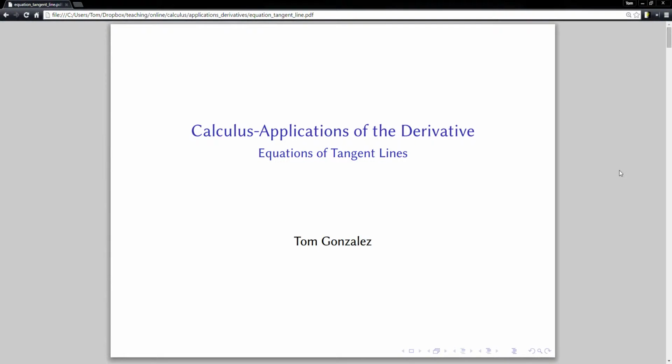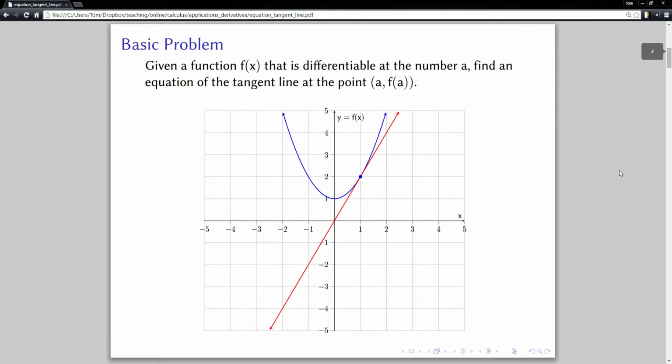In this video, we will talk about the first application of the derivative that we're going to look at, and that is finding equations of tangent lines. So the basic problem is to find, given a function f of x that's differentiable at some number a, in other words, the derivative exists at that point, an equation of the tangent line at that point, a comma f of a.